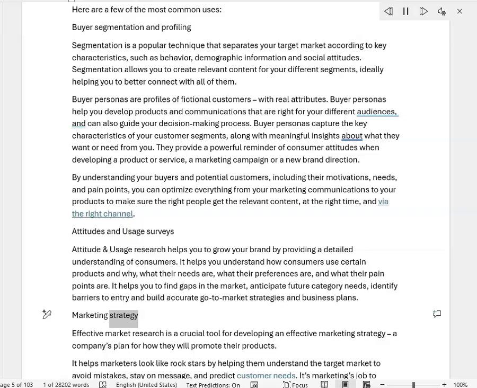Marketing strategy. Effective market research is a crucial tool for developing an effective marketing strategy, a company's plan for how they will promote their products. It helps marketers look like rock stars by helping them understand the target market to avoid mistakes, stay on message, and predict customer needs.